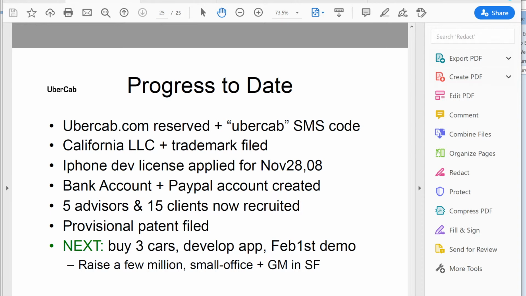And then next, they want to buy 3 cars. So they want to have their own cars to use as a test case for the app, which they have yet to develop. And they want to run a pilot. A lot of these companies got started like this: they have a concept or an idea and put together a pitch deck and a plan. Then if they get the money, they will follow through with the pitch deck and the plan and try to see if it works. And if they don't get the money, they move on to the next thing.